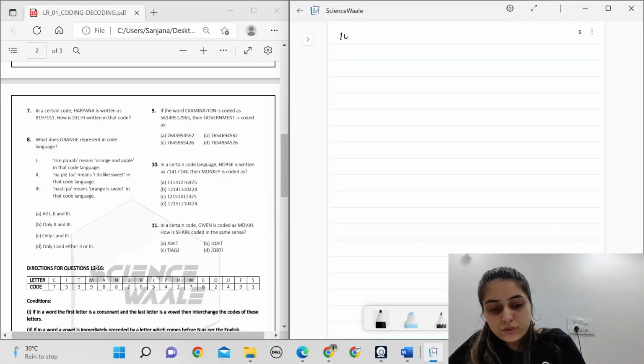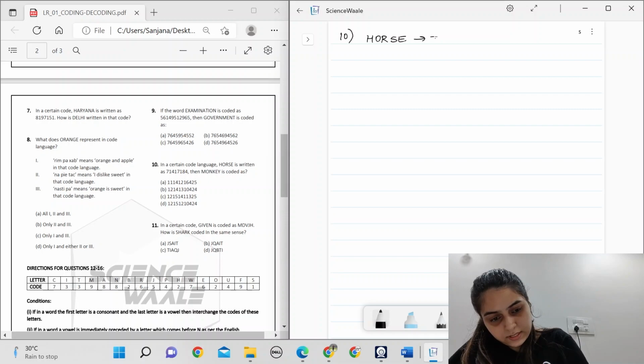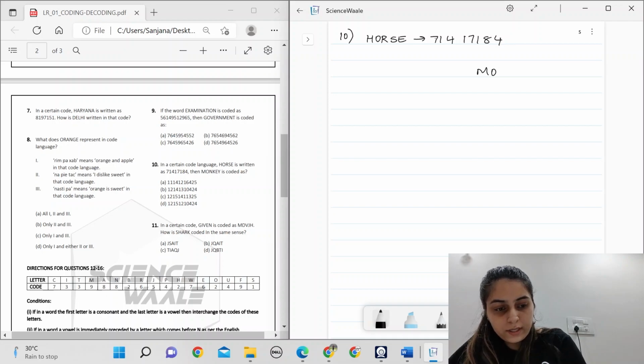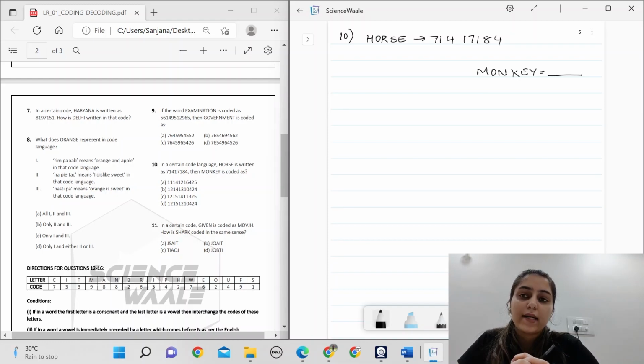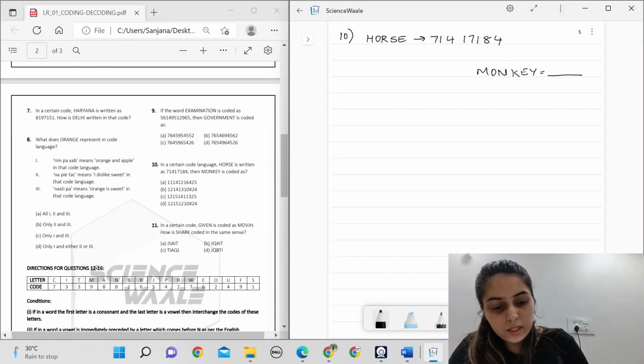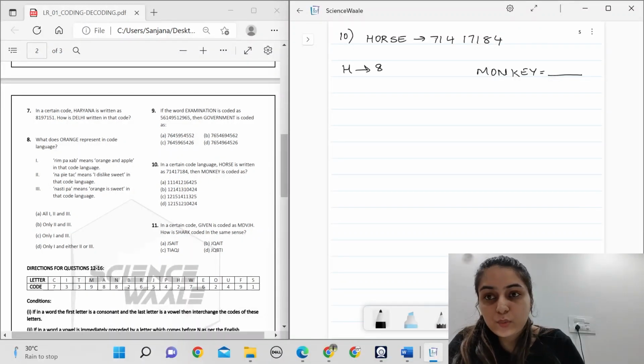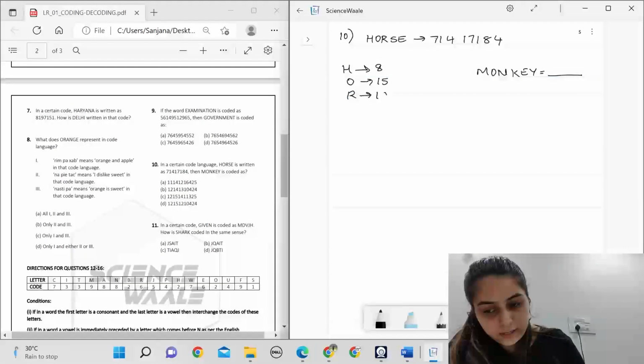Moving on to the 10th question. They have given us horse is coded as 714-17184. Then how would you code monkey? So let us first know the alphabetical position of each letter. H is the 8th letter in the alphabetical series. O is the 15th letter. R is the 18th letter. S is the 19th letter, and E is the 5th letter.